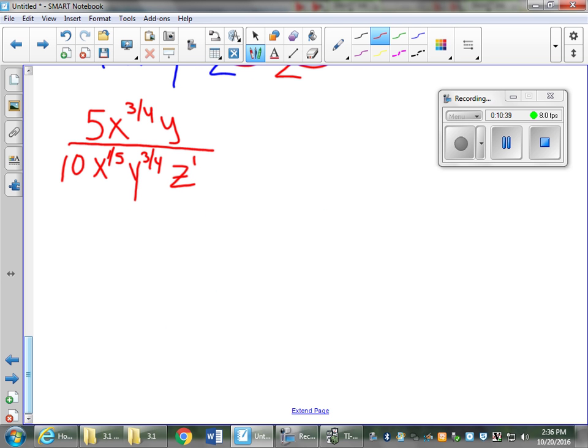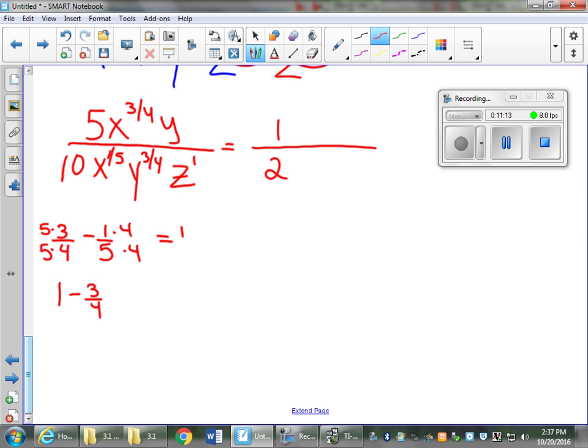Then I could cancel downwards. The 5/10, they don't have an exponent, so you could divide them both by 5 to get 1/2. And the x's and the y's, we can do the canceling or subtraction method. So with the x's, I will have 3/4 minus 1/5. And with the y's, I will have 1 whole minus 3/4. So in the top, let's go ahead and do that. Get common denominators. So that will give me 15/20 minus 4/20, which is 11/20.